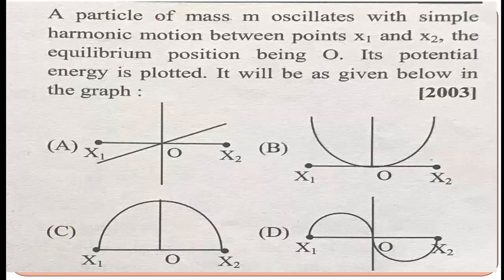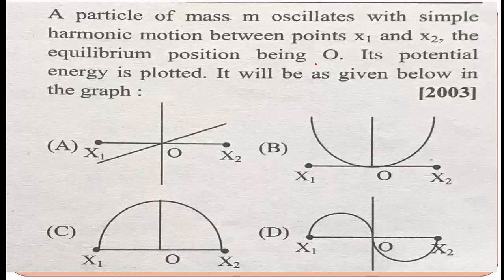A particle of mass m oscillates with simple harmonic motion between points x1 and x2. The equilibrium position being at 0, its potential energy is plotted. It will be as given below in the graph. When a particle of mass m oscillates with simple harmonic motion between the points x1 and x2, the equilibrium position is 0.